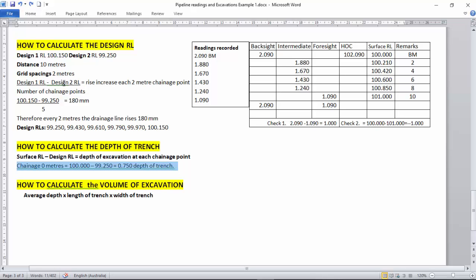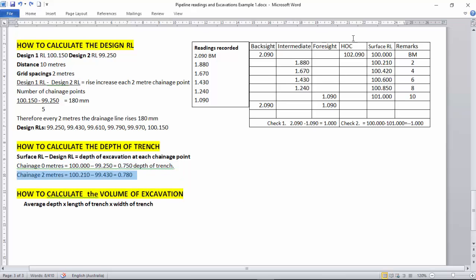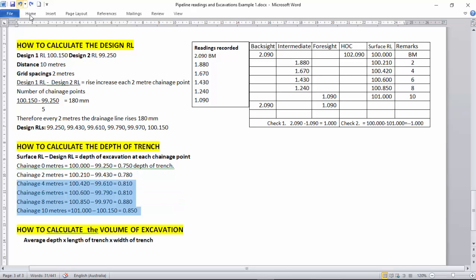The next thing we do is calculate the depth of the trench. We have an RL of 100, and our first design point is 99.25. So 100 minus 99.25 gives us a depth of trench of 750 mil. We do it for our second point, which is 100.21. Here we have 100.21, and we subtract our 99.43, and that gives us a depth of 0.78. Then we do that for the rest of those points, the 4, 6, 8 and 10.